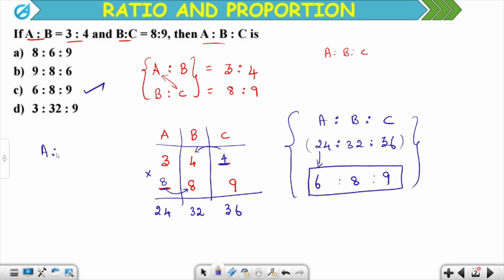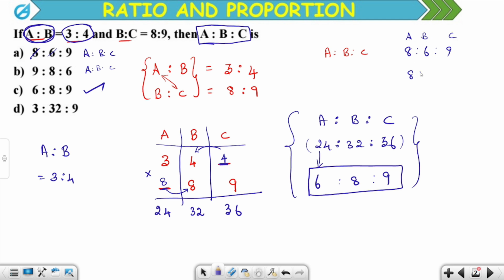See here, what they have given. A is to B is nothing but 3 is to 4. Each option represents A is to B is to C. First option, A is to B is to C value. Second option, A is to B is to C value. Now observe, what should be the ratio of A and B? It should be 3 and 4. See now, I'll write here 8 is to 6 is to 9. This is A, this is B, and this is C.